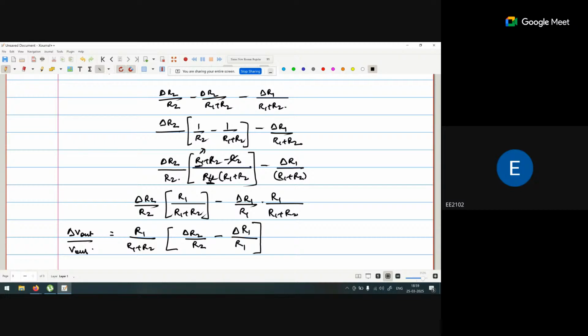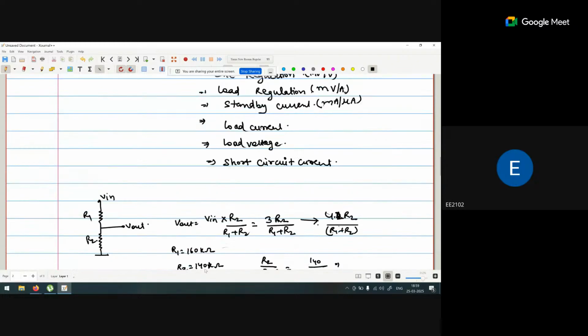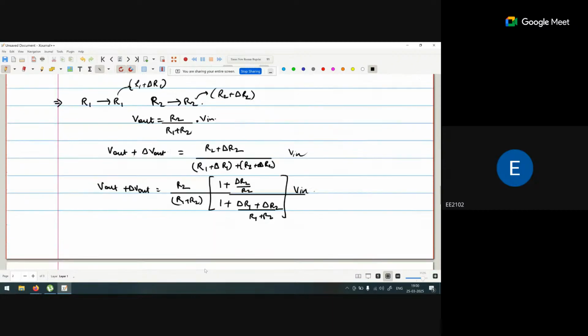Is there any doubt till now? So this is the output voltage. Now if we know the value of V1, R1 and R2, del R1, del R2, we can calculate the output voltage. The unit is percentage. After that, the line regulation.